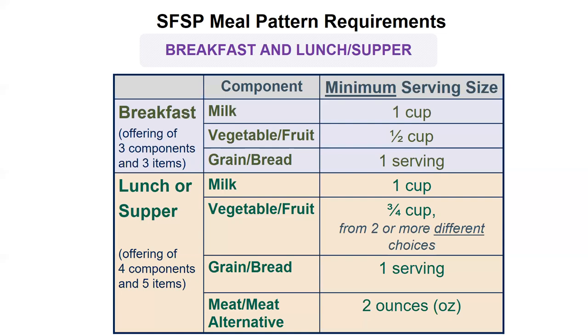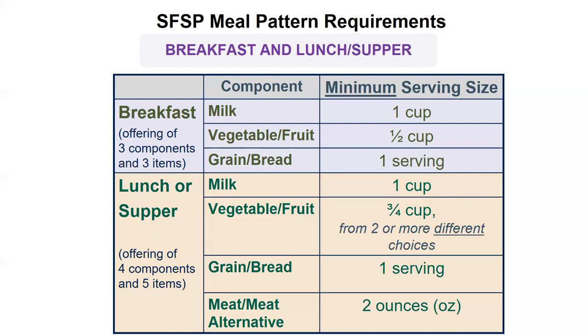I skipped over vegetable fruit because that tends to confuse sponsors a little bit. So for the SFSP meal pattern, you are required to offer from the vegetable fruit component for lunch or supper. And the minimum required portion is 3/4 cup. And you have to achieve that by offering 2 or more different items under the fruit vegetable component. So you could offer, for instance, 1/2 cup of applesauce and 1/4 cup of diced peaches or diced pears for a total of 3/4 cup that are coming from 2 different fruits. Or you could do 1/2 cup of some type of vegetable and 1/4 cup of some type of fruit.